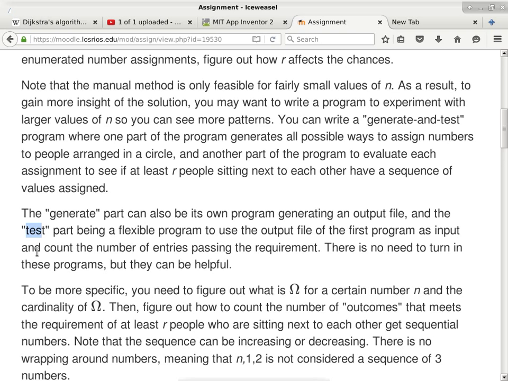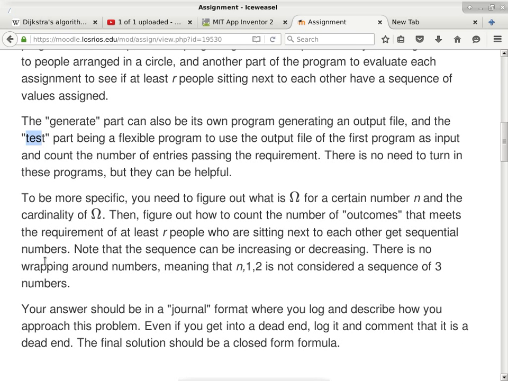All right. To relate this to the formality that we talked about last time, you need to figure out what omega is for a certain number n, and the cardinality of omega, because that becomes the denominator of your chances.